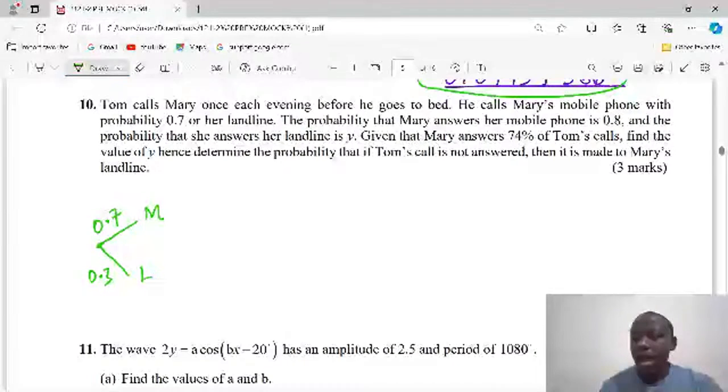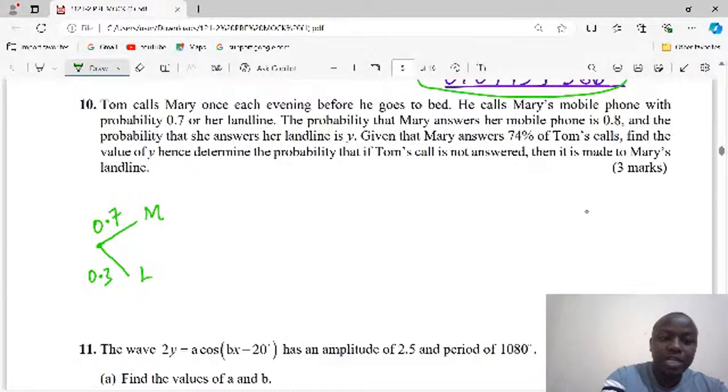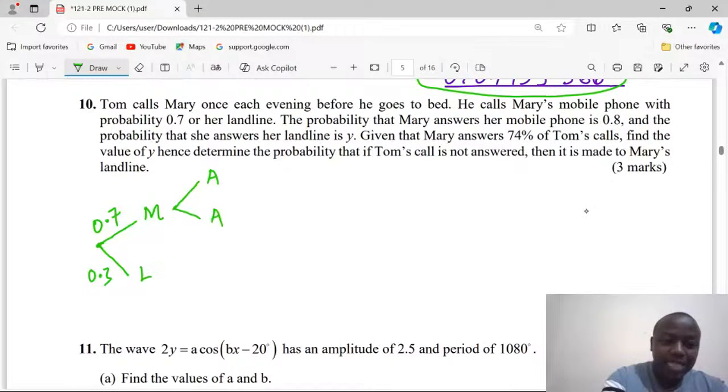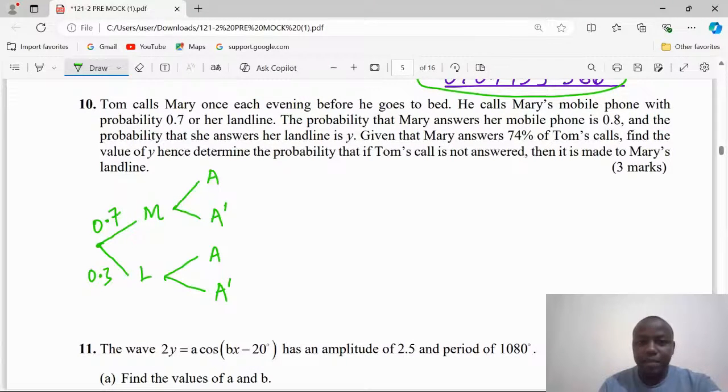Then after that, Mary may answer or not. So the probability of Mary answering: she may answer or not answer. Also the landline, she may answer or not answer. We are told that the probability that she answers our mobile phone is 0.8.